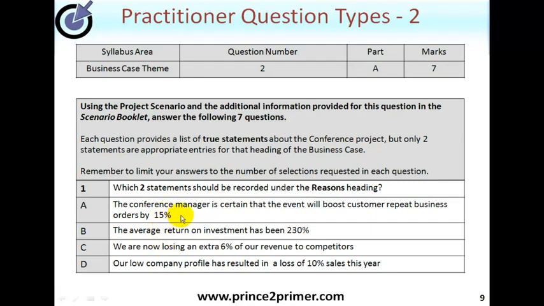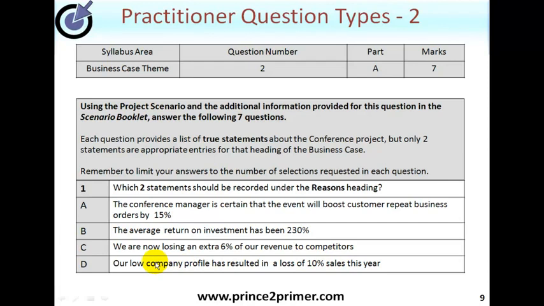Now a little tip here, and that is that the business reasons should be either based on something to stop pain or something to get gain. Now, A is talking about boost customer repeat business by 15%. This is a benefit, so this would be recorded under the benefits section, not the reasons. The average return on investment has been this. Well, so what? It's just a piece of information. That is no reason why you'd want to run the project. Which means the last 2 must be correct.